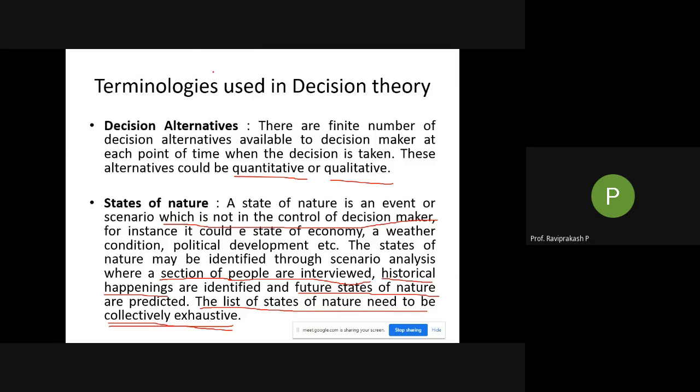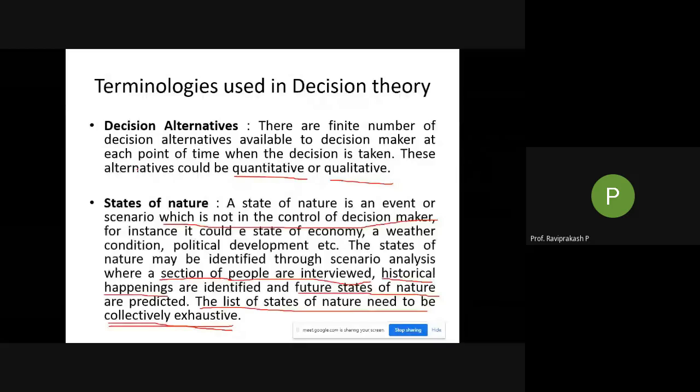Now, whatever we saw, the different alternatives are called decision alternatives. And states of nature: it is an event or a scenario which is not under the control of the decision maker. These states of nature should be collectively exhaustive, they should get over, or there should be a finite number of states of nature available.